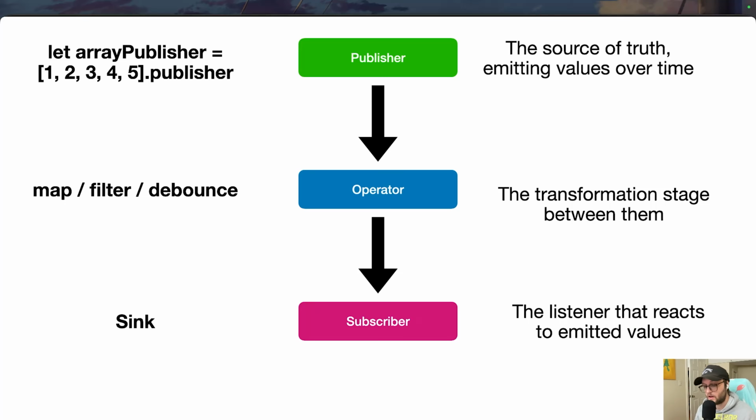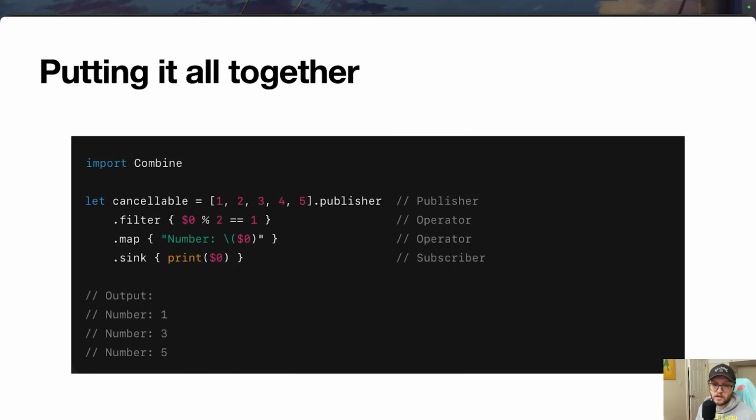Then finally, we have our subscriber. This is the listener that then reacts to any of those emitted values. Typically, this is done with sink. Here's a code example. So at the very top, we import Combine. This is the framework. I use it all the time, especially when we have things like observable objects. Essentially, it helps us handle streams of values, things that change over time, in a declarative way.